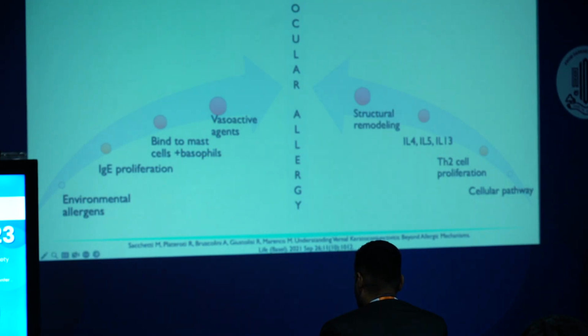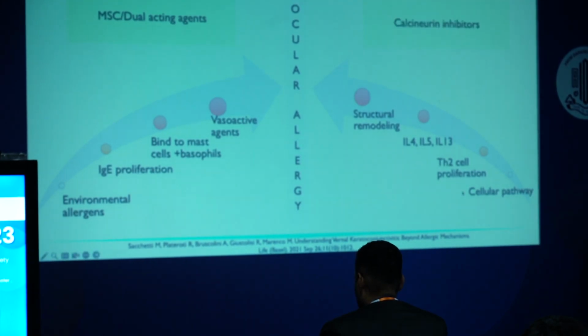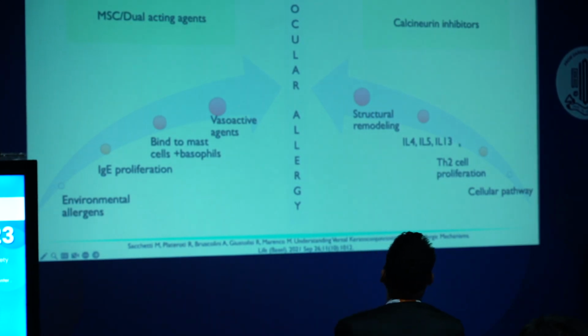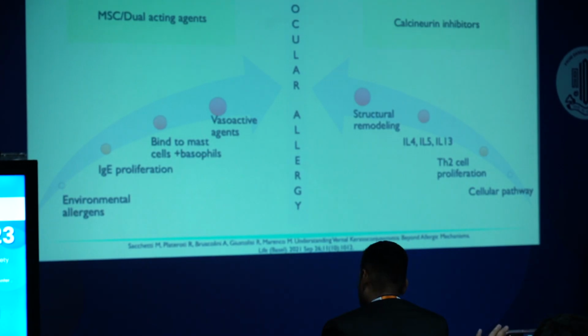it causes structural remodeling. So, the mast cell stabilizers act by suppressing the IgE-mediated inflammation, and calcineurin inhibitors directly inhibit the T cell activity, and so they act on this half of the inflammation, and that is why together they are a very effective combination for maintenance therapy in these patients.